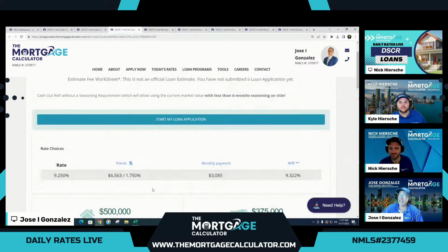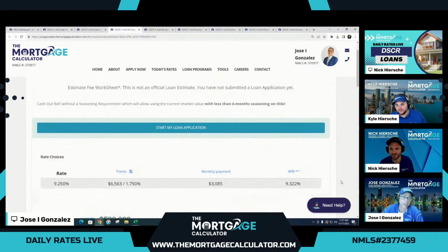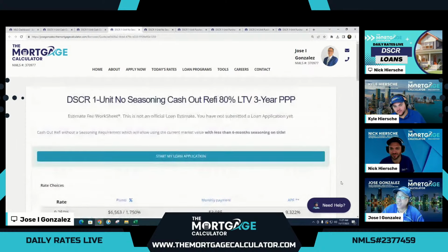This is the unicorn right now in the industry with the investors, no seasoning, 80%. And we can do 5-year prepay on that as well and get even better pricing. But I wanted to compare apples to apples because the other one was 3-year. This one is 3-year, except it's 80%.